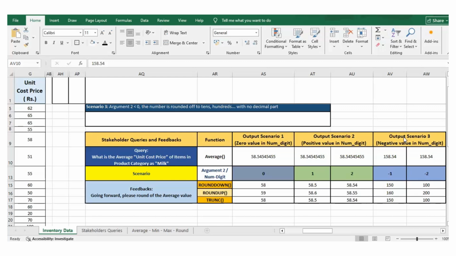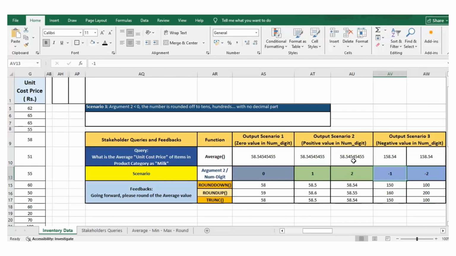Now, considering scenario 3, example 1, let us see how round down and round up values are calculated. In example 1, num_digit is assigned a value of -1, which means that the rounding off will happen at the tens place. Now, let us see what are the nearest tens values we have. We have 150 on the lower side and we have 160 on the upper side. So, round down with -1 as an argument will round the 158.54 value to the nearest lower value, which is 150, and round up will round up the input number to 160.